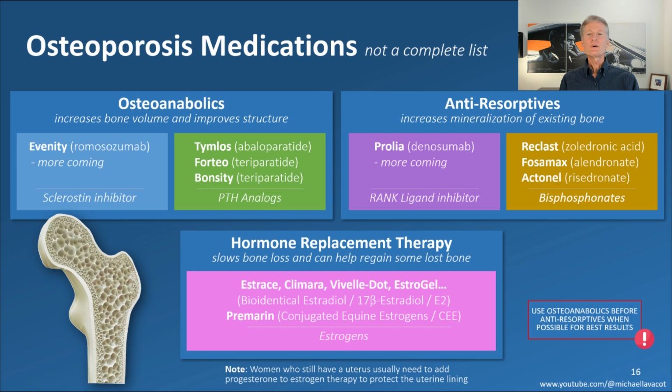All right, so I put the medications in kind of 3 different buckets here. The first one are called osteoanabolics. Osteo meaning bone, anabolics meaning builder or building. And that's what they do. They increase bone volume and improve the structure of your bone.